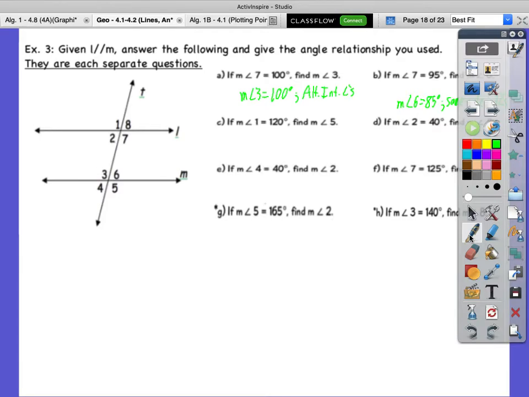C through F. Make sure we're listing the relationship. So let's see what this relationship is. So how about just try 1, 5. Those are also such angles. So you get a straight there. You also could do the corresponding too.